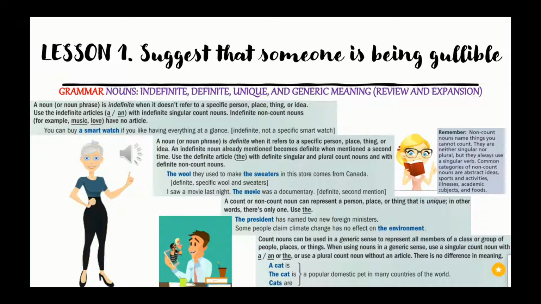Lesson 1. We have 4 rules for nouns. 1. Use indefinite articles a and an with indefinite singular count nouns. 2. Use the definite article the with definite singular and plural count nouns and with definite non-count nouns. 3. Use the with a person, place, or thing that is unique. 4. When using nouns in a generic sense, use a singular count noun with a, an, or the, or use a plural count noun with no article. We have examples.